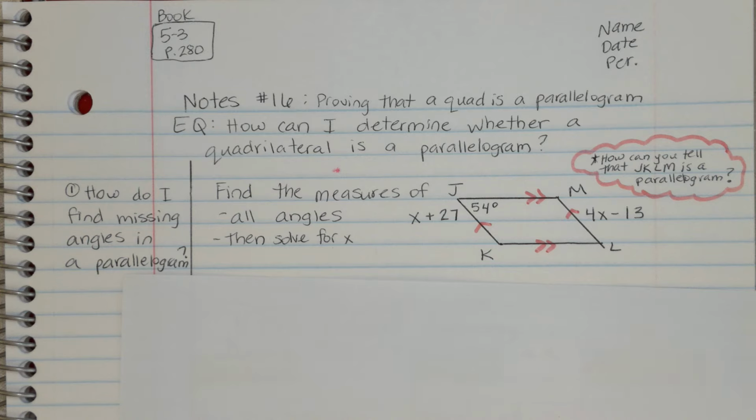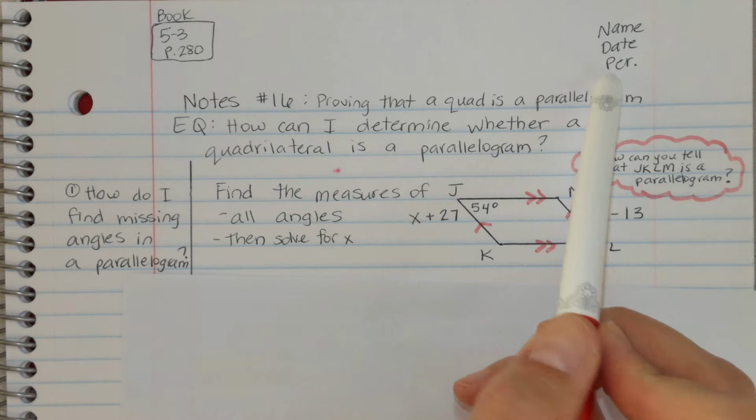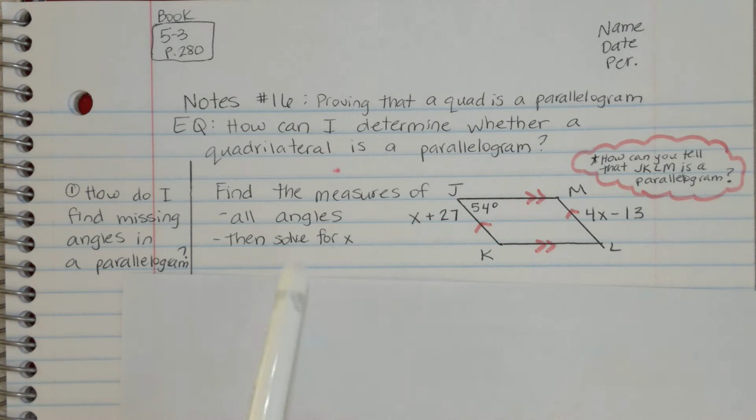These are your second set of notes for this week. This is notes 16. In the book, this is 5-3, page 280. Make sure you've got your name, date, period, and everything set up. We should have the warm-up problem solved already. And let's go ahead and get started.